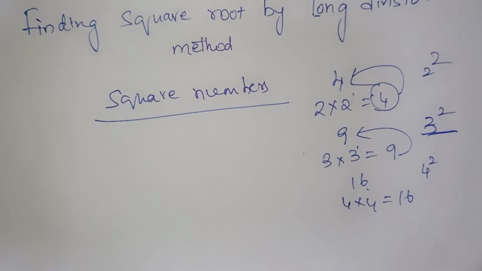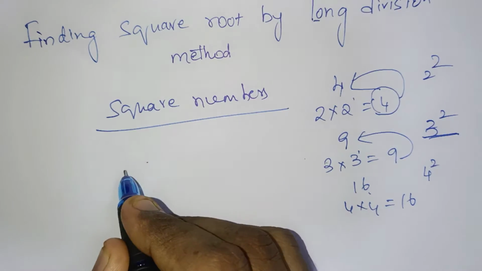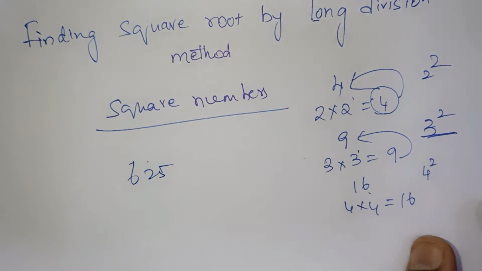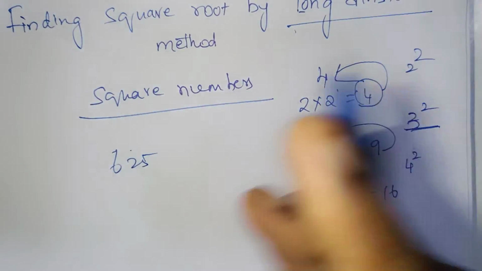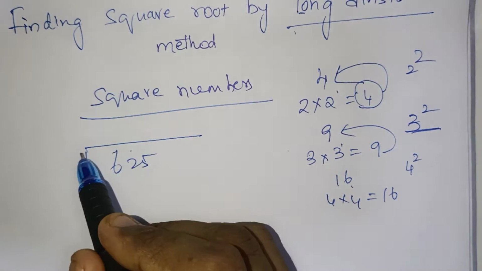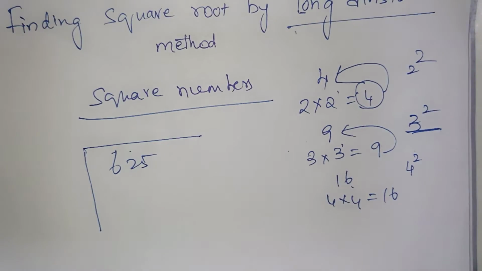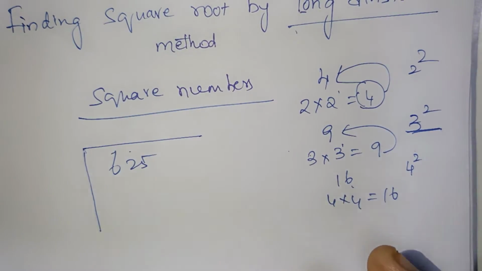Okay, see, we will take an example now. First we will find the square root of 625. How will we find the square root? The heading itself is the long division method. So for any long division method, how will we do it? It is like this, right? In the same way for square root also, you have to write like this. First step, 625. Next step, you have to group into twos.